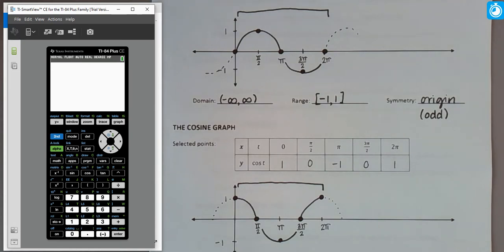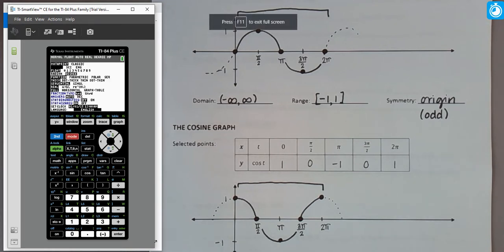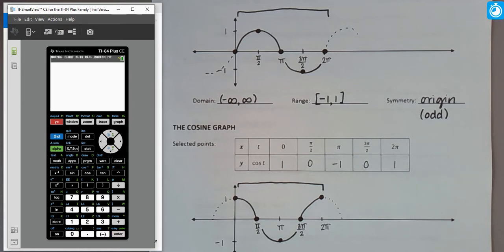So before you actually type in your function, you're going to want to double check that you're in the right mode. So if you look at the mode, double check that you're in radian mode. Our inputs are being represented as radians, so we need to make sure that our calculator is in radian mode and is going to interpret all of those inputs correctly. Okay, so once we're good there, you can get out of there, go into y equals, and then you're going to type in your function.